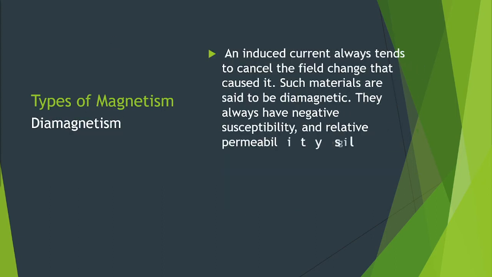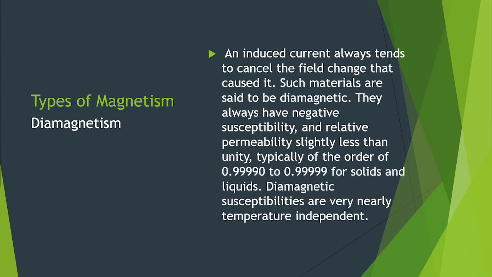They always have negative susceptibility and relative permeability slightly less than unity, typically of the order of 0.99990 to 0.99999 for solids and liquids. Diamagnetic susceptibilities are very nearly temperature independent.